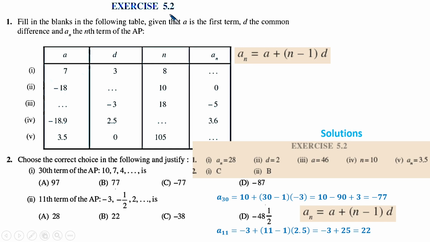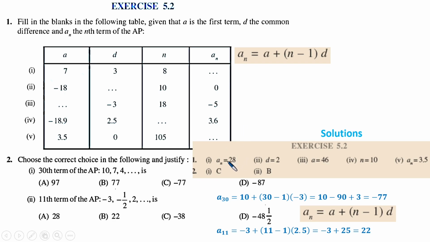Now exercise 5.2. Fill in the blanks in the following table given that a is the first term, d the common difference, and a_n is the nth term of the AP. Again I said, just remember this formula. The whole chapter is based on this equation. I know it is very simple, but for the sake of completeness, let us do it. What is a_n? You have a is 7, d is 3, n is 8. You just solve this and you will get a_n. Similarly, substitute these values and you will get this. I will not go on because it is too simple. I think you all should be able to do it.